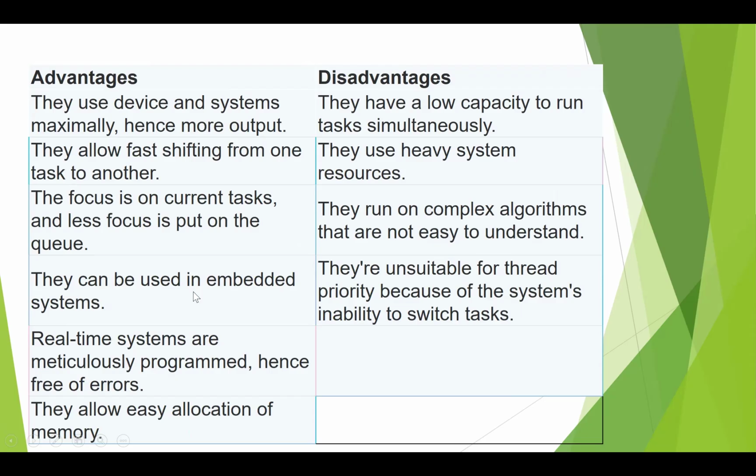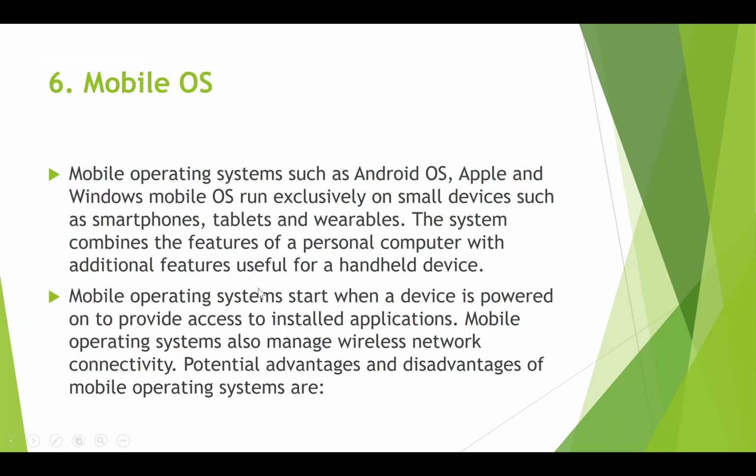This will be used in computer systems, but is not suitable for threaded priority because of the system's inability to switch tasks. Real-time systems are meticulously programmed. They allow ease of memory allocation. Mobile OS, mobile systems such as Android OS, where you are using a phone. Apple and Windows Mobile OS run exclusively on small devices such as smartphones, tablets, and wearables. The system combines the features of a personal computer with additional features useful for handheld devices.